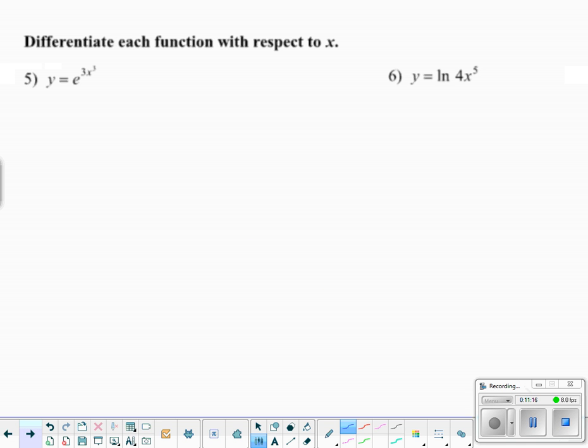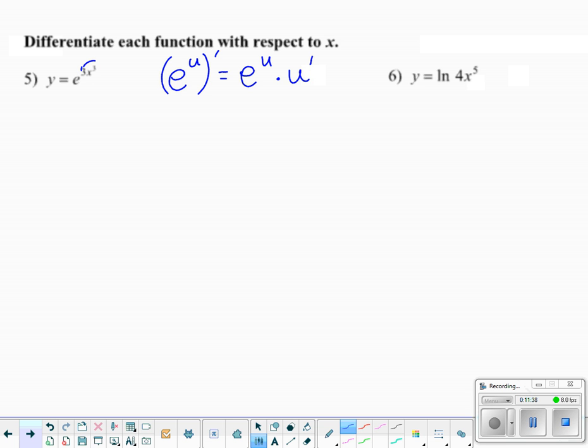Differentiate each of these with respect to x. I put these in there as a little bit of review from earlier in chapter 2, but what you need to know is what the derivative of e to some function is. It is itself, it's e to the u times u prime.